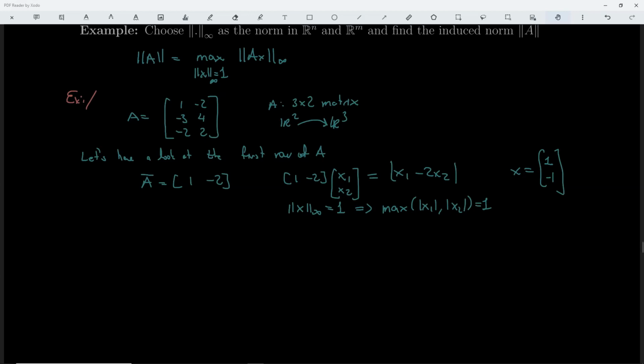How about another alternative x? Can you name another that maximizes this absolute value? Let me put the absolute value of that over here as well. The negative of this, exactly. So another x can be -1 and 1, and then I will again end up with 3.